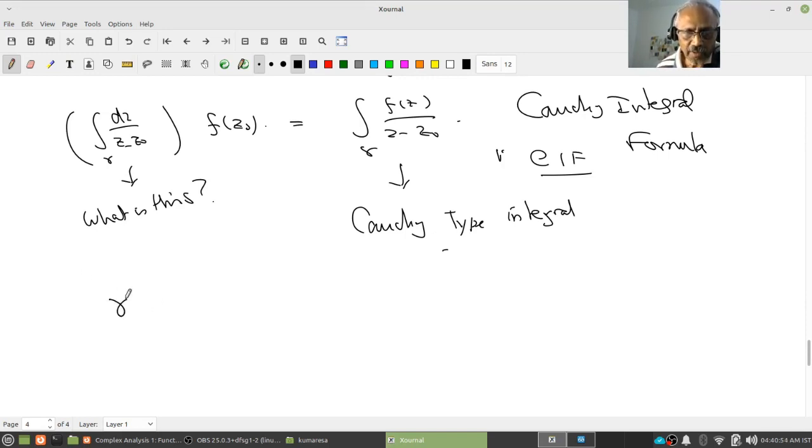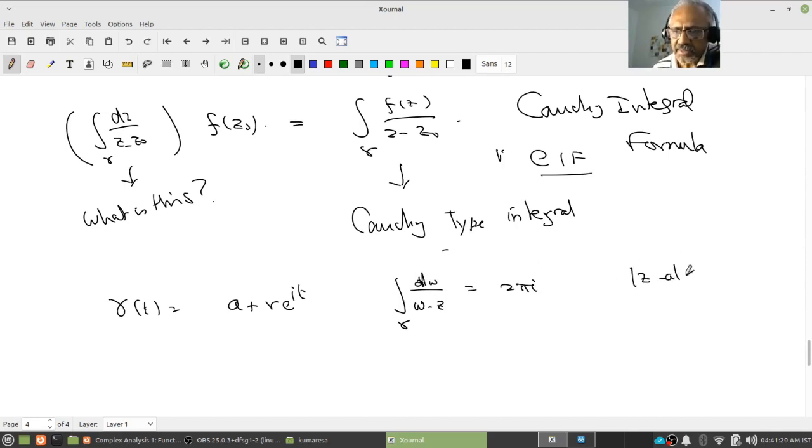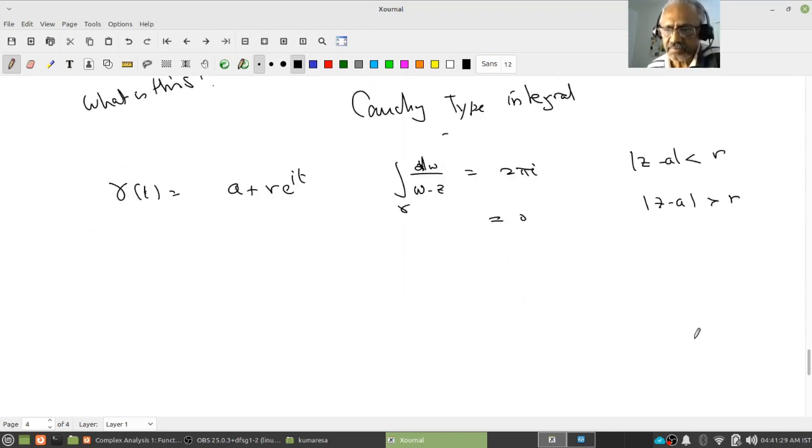You know that if gamma is a circle of this kind, let us say for example, some circle a plus r e power i t, then we have seen that 1 by 2 pi i integral of dw by w minus z over gamma is 1 if the distance, that is mod z minus a, is less than r, and equal to 0 if mod z minus a is greater than r. We have seen this. And at that time we called this a winding number.